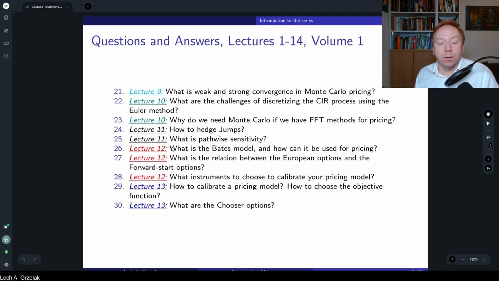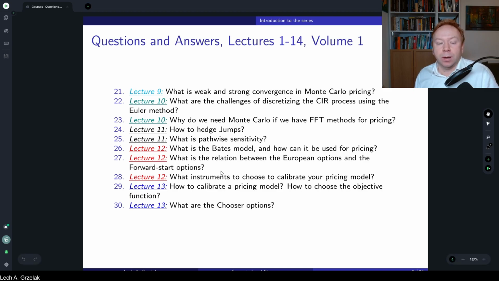Lecture number 12. Here we have 3 questions. First about the Bates model. What is it, and how can we use it for pricing? What are the benefits of using this particular model? Next, we have a question about the relation of European options and forward start options. This is a question about your understanding of pricing of some more involved, more complex derivatives than simple plain vanilla.